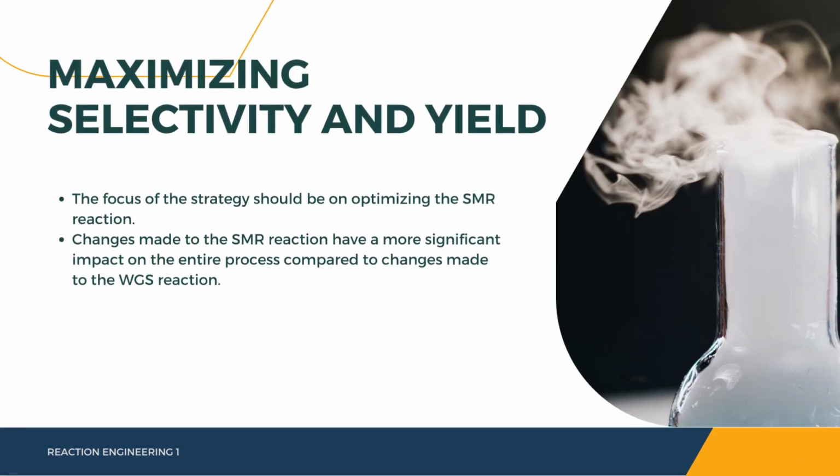The next part I'm going to discuss is maximizing the selectivity and yield of hydrogen in the syngas. So the main focus is to optimize the SMR reaction in the whole SMR process. Any change that is done on the SMR reaction has a significant impact on the entire process compared to changes done on the water gas shift reaction.